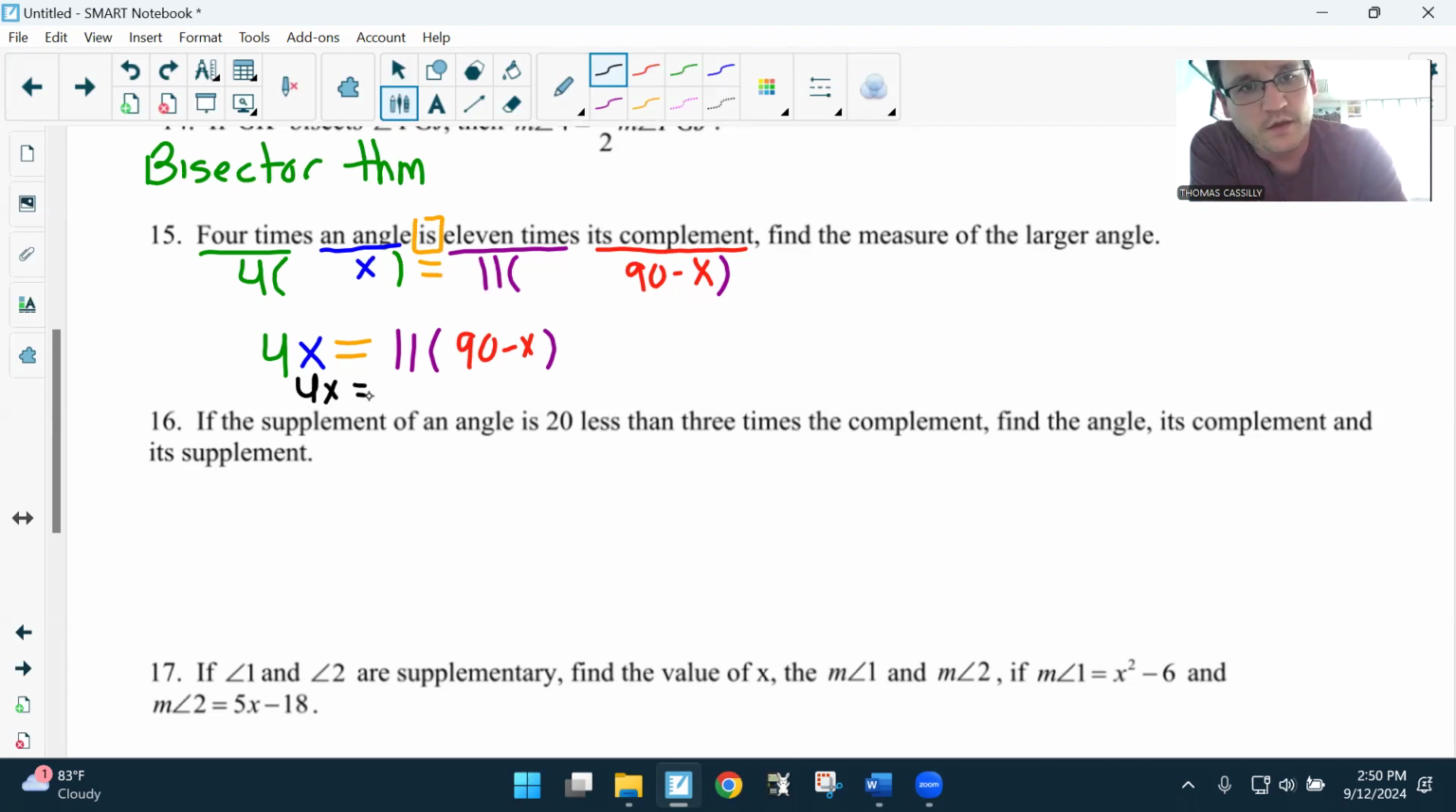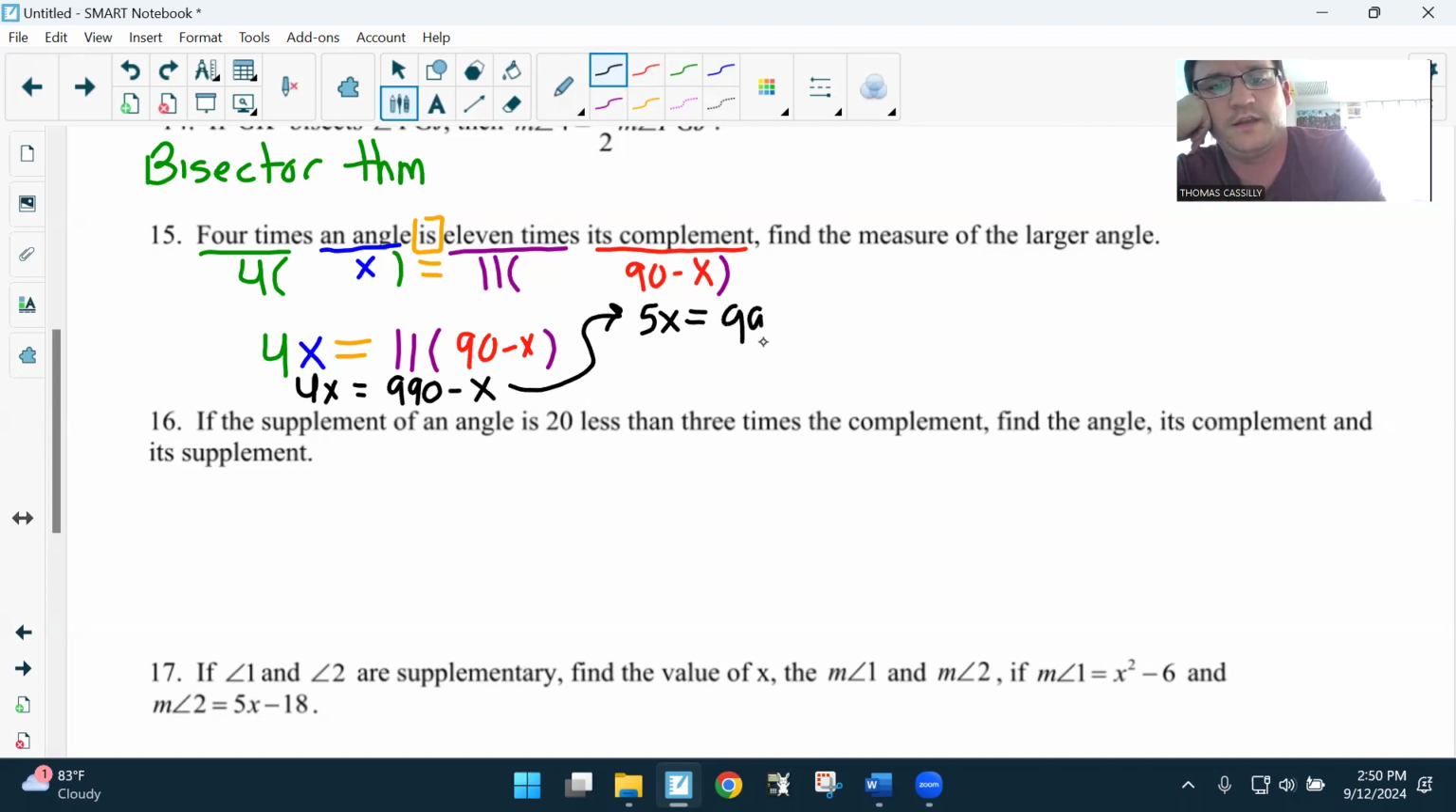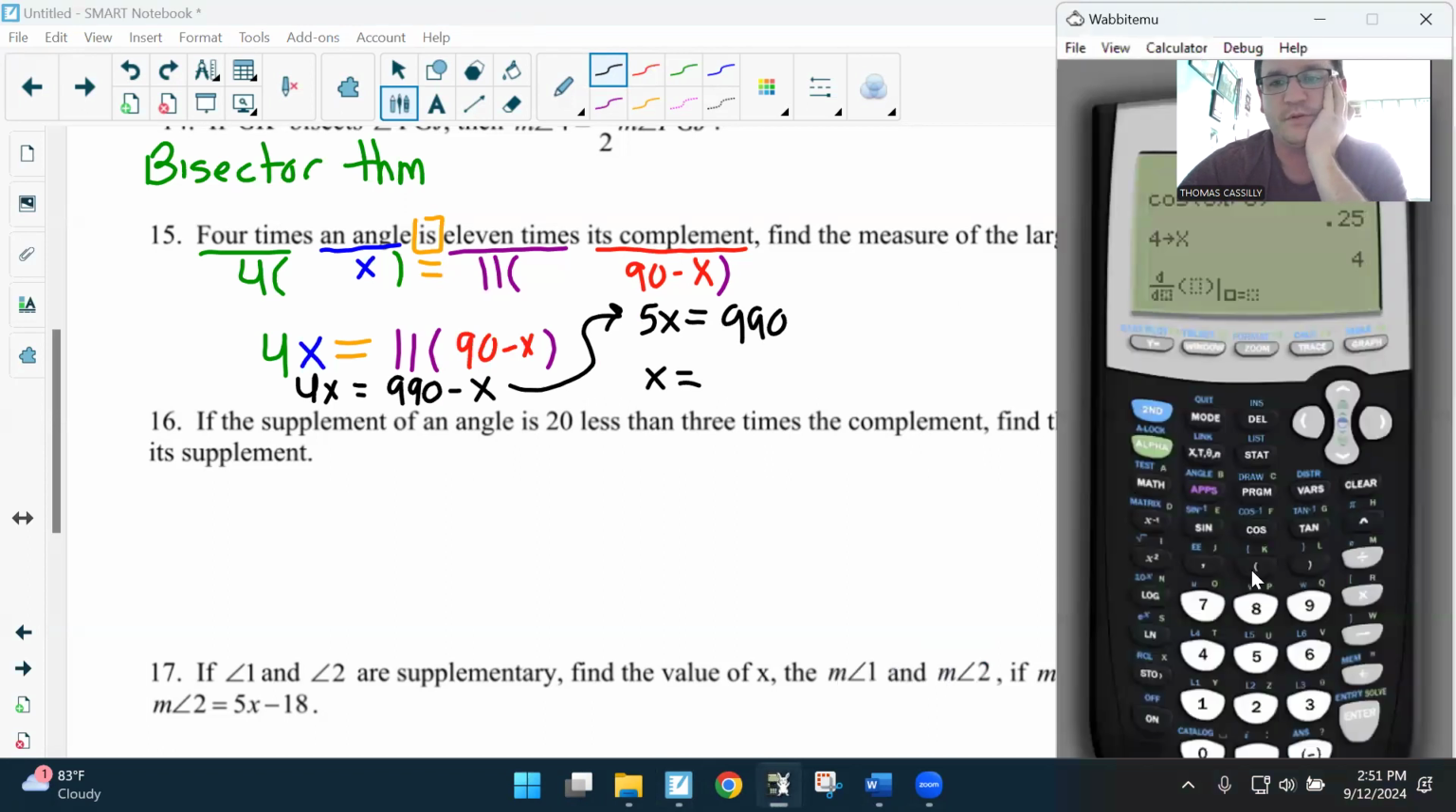4x equals 990 minus x. I'm going to add the x over, and then I'm running out of room, so we're going to go up here. We're going to say 5x equals 990. I don't have a clue what that is. x equals 990 divided by 5. You guys can always skip forward in the video anyways. That's 198.